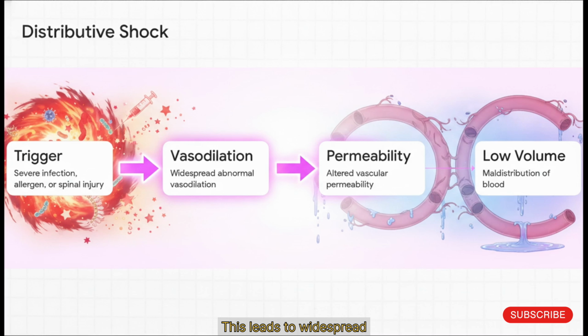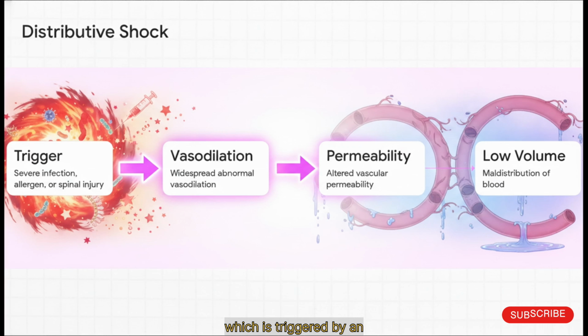This leads to widespread abnormal vasodilation and altered vascular permeability, which basically means the pipes dilate and get really leaky. This causes a huge maldistribution of blood and a profound drop in effective circulating volume. There are three major subtypes here you absolutely must know.